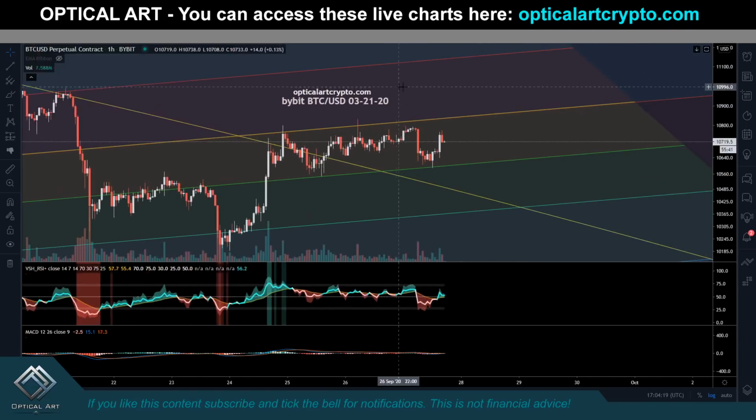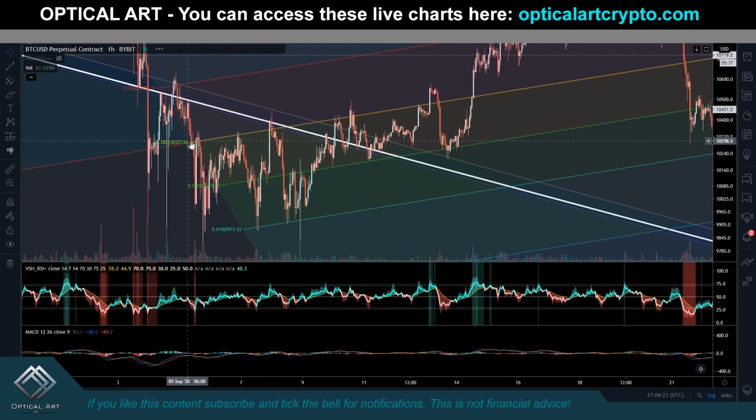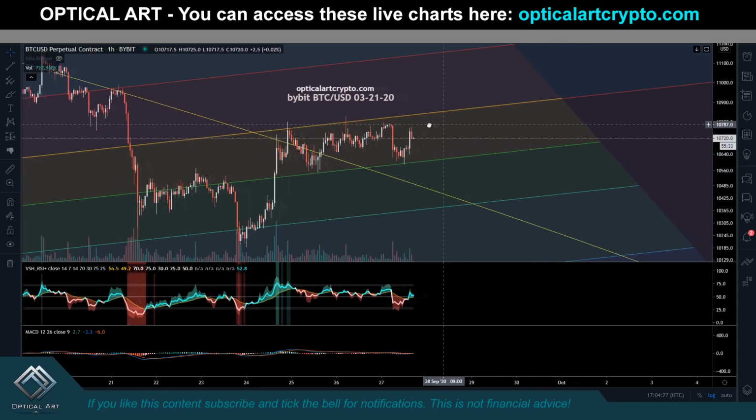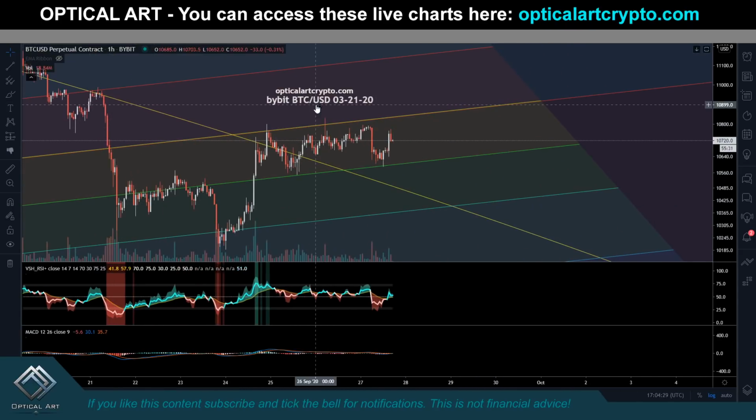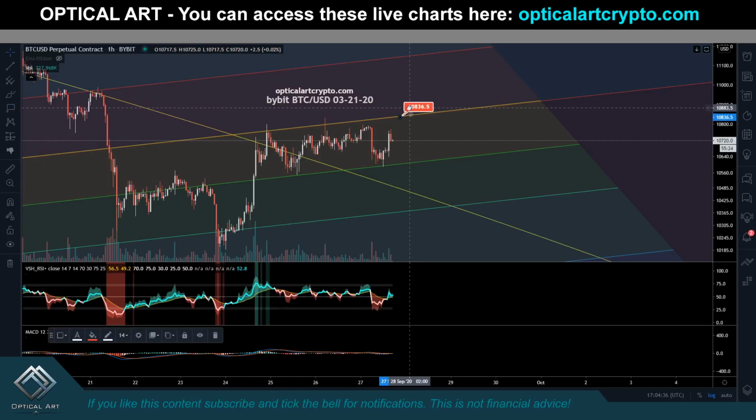These are for smaller targets. You can see we've been respecting this fib channel very well. You can see how much resistance this has been right here. This has been a lot of support and resistance. So for smaller targets, your first upside target, this is the BTC USD 32120, the Bybit chart. If we push up, your resistance is going to be around 10,836. If we drop, your first support level is going to be around 10,600.